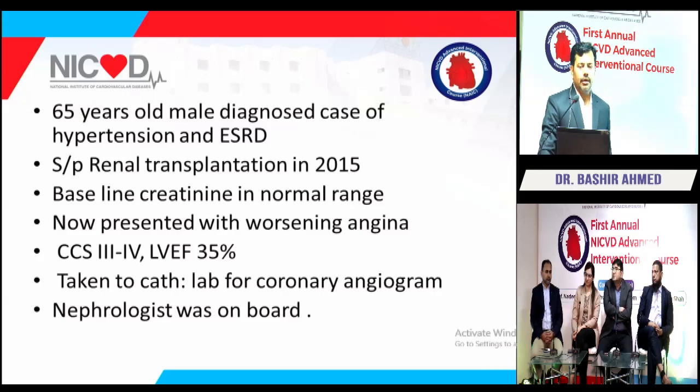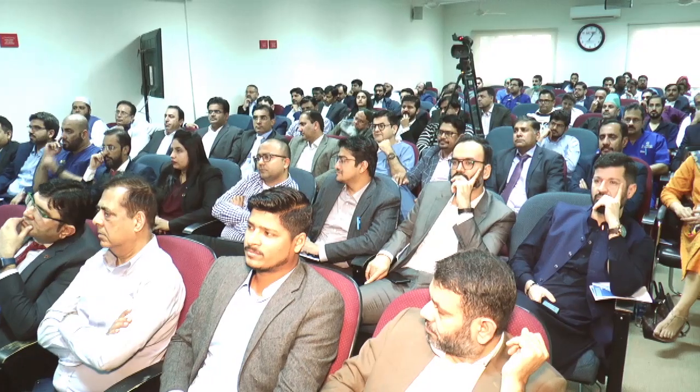So discussing the first case, this was a 65-year-old male, known case of hypertension and end-stage renal disease. Because of end-stage renal disease, this patient received a renal transplant in 2015. His baseline creatinine was normal, but estimated GFR I haven't calculated. This patient presented with CCS 3-4 and with an EF of 35%. The patient was taken for left heart cath, and nephrologists were on board.